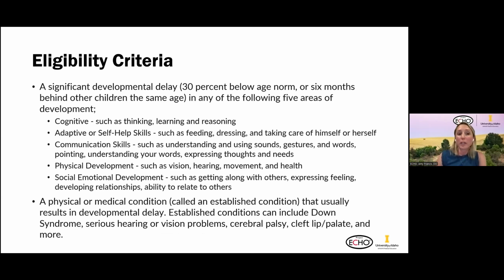So what's the eligibility criteria for an early intervention program? You have to have significant delay, 30% below age norms or 6 months behind other children the same age. And they look at the 5 areas of development. I listed the 5 domains here, very similar to what we're all screening for in our clinics. Or a child has an established condition that would likely result in a developmental delay, such as Down syndrome, hearing and vision deficit, cerebral palsy, cleft lip, etc.